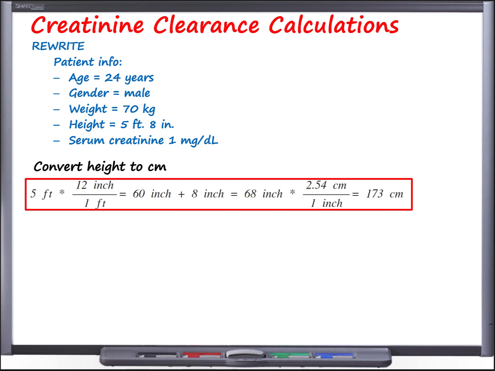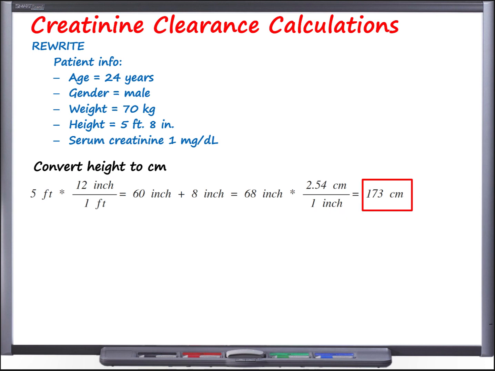Then I'm going to convert that to centimeters by multiplying it by the conversion of 2.54 centimeters per inch. So 68 times that means this patient stands 173 centimeters in height. I'm going to need that number in one of my formulas. All right, so let's move on.